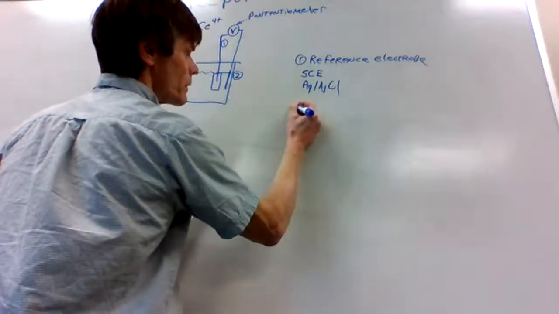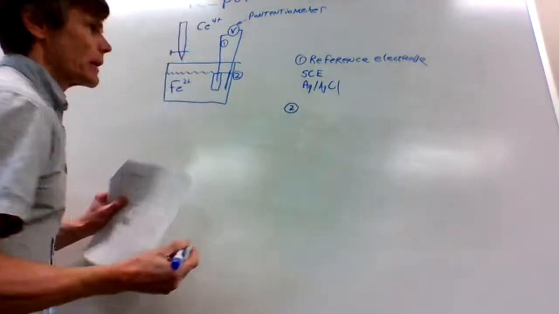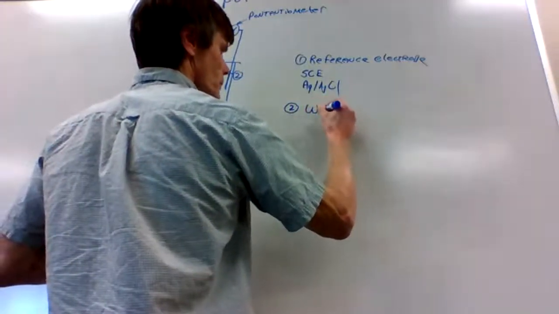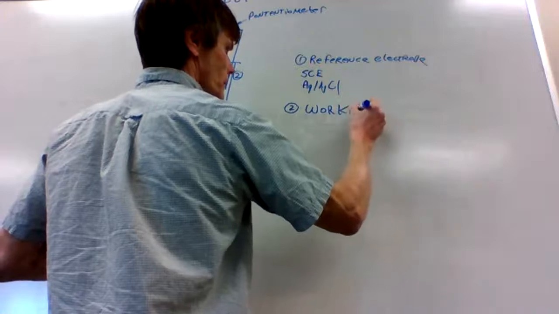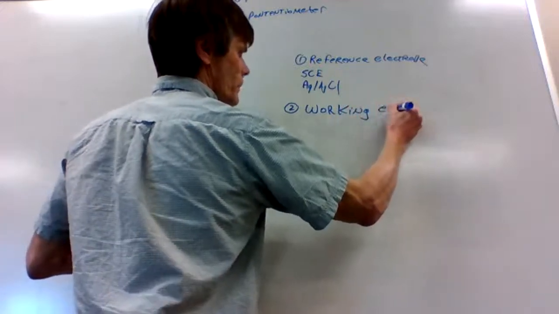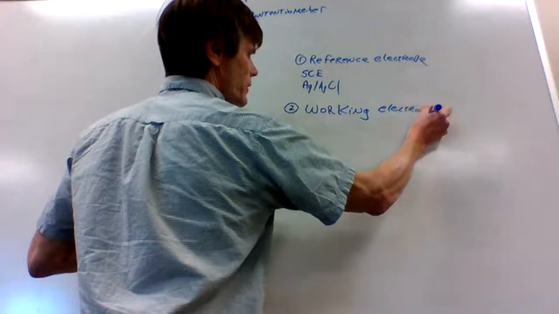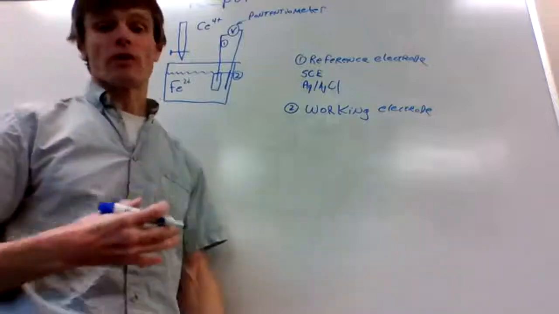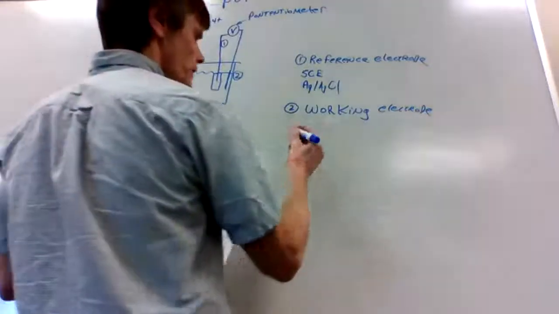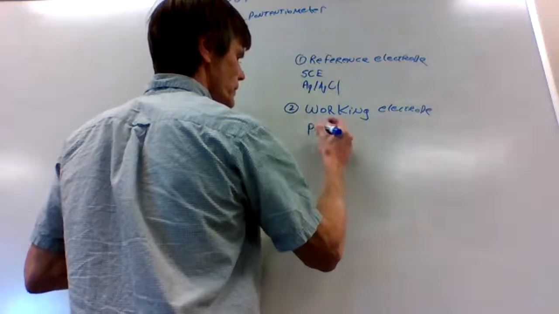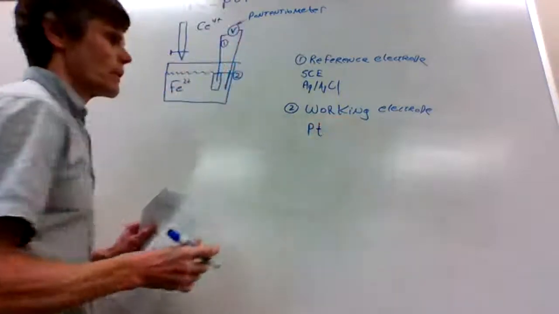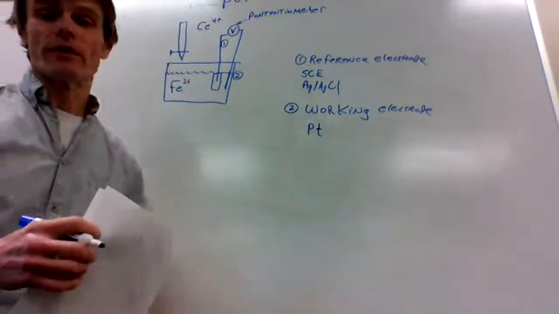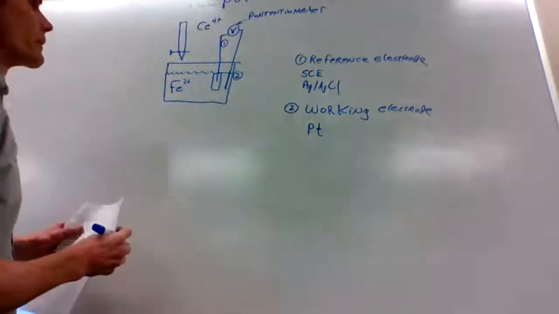Number 2 is going to be called our working electrode. Our working electrode is going to be inert. All we want is a surface in which we can evaluate the redox process that's occurring. A nice inert electrode that's commonly used is a platinum, Pt, working electrode. And let's see where electrons are going to flow in this process using our setup here.